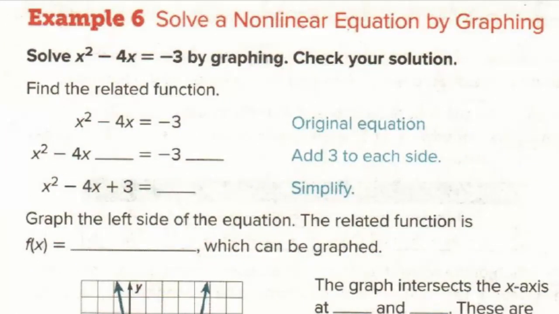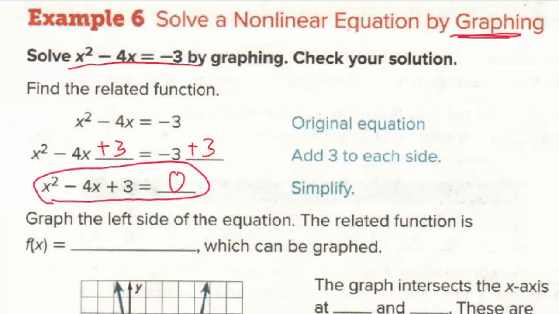In fact, most of our nonlinear equations, we do this anyway. We force it to equal 0. So the first thing we're going to do on our equation is to get rid of the minus 3. So we're going to add 3 to both sides so that we end up with a 0. So when we go to solve these by graphing, our objective is to make this equation equal to 0.